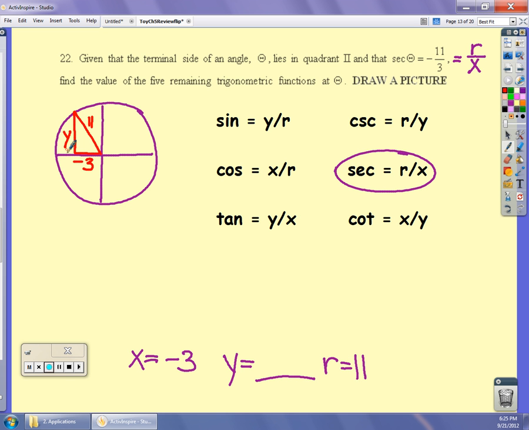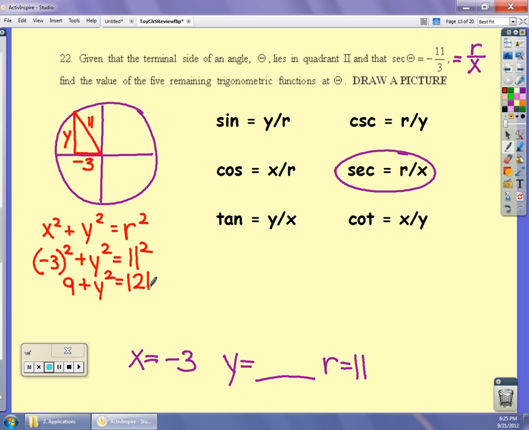Remember Pythagorean theorem, or in this case, the equation for a circle, x squared plus y squared equals r squared. A squared plus b squared equals c squared. Make sure that you use parentheses, or that x squared value would come out negative without those parentheses. Negative 3 squared plus y squared equals 11 squared. That's 9 plus y squared equals 121. Subtract 9 from both sides. y squared is equal to 112.